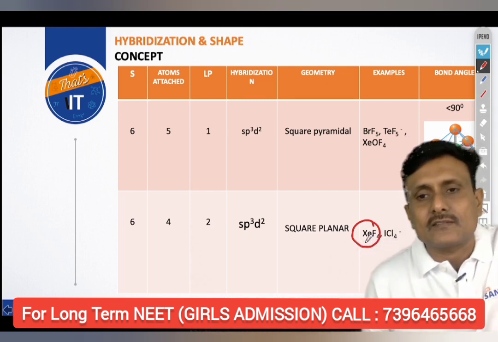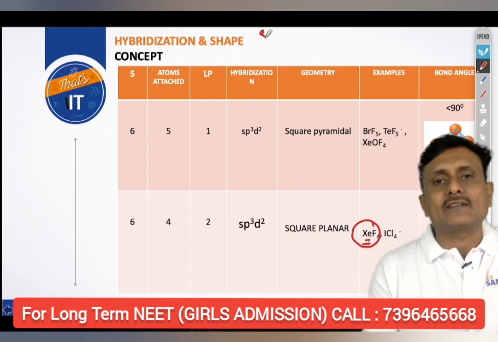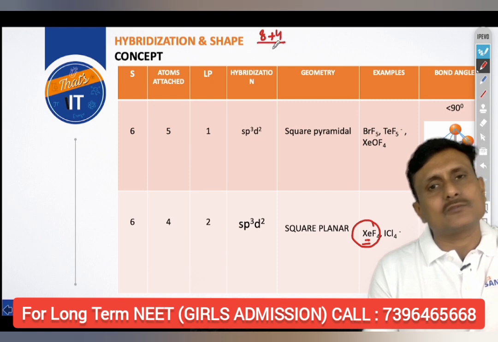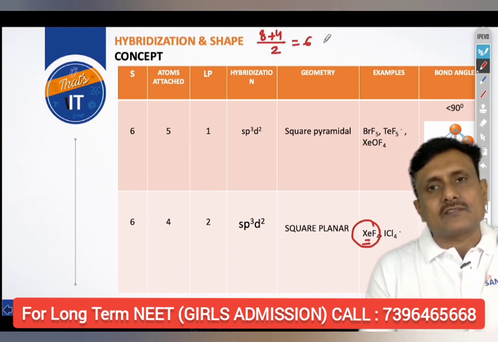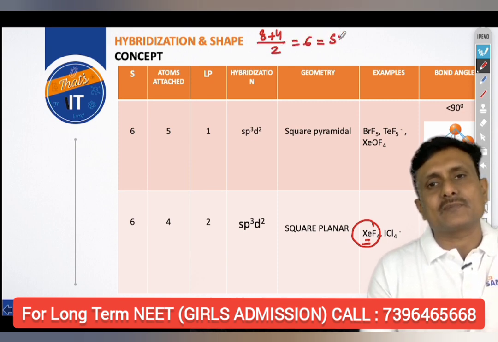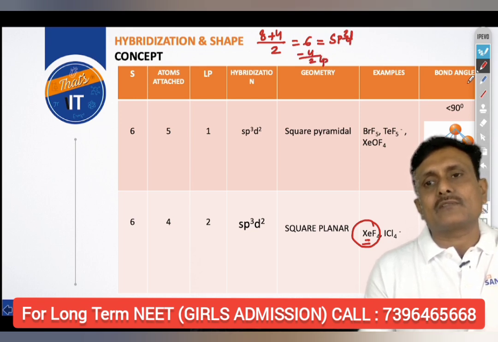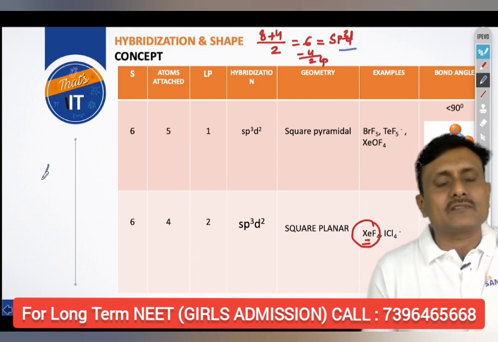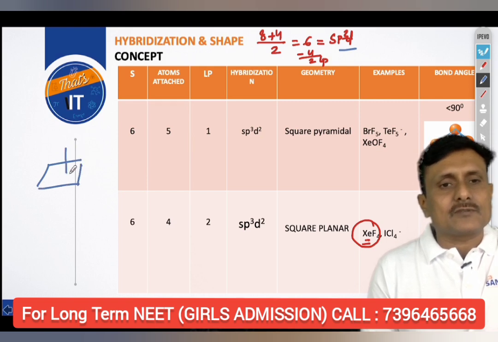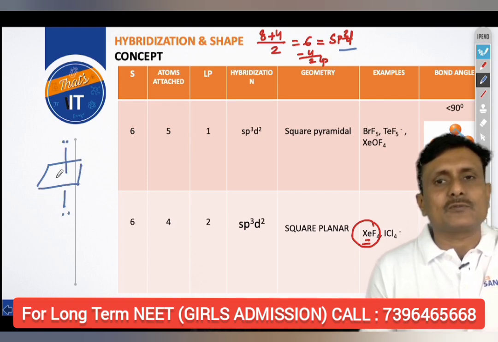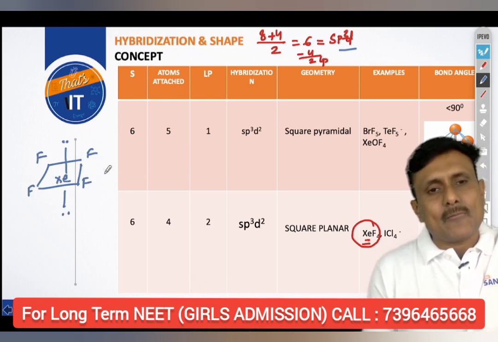XeF4: valence electrons of the xenon are 8 plus 4 halogens attached, no hydrogen, no charge. 6 means hybridization sp3d2, minus 4 atoms attached, 2 lone pairs are present. So sp3d2 means octahedral you need to draw, and there are 2 lone pairs. You can keep them wherever you want. All the positions are identical. So this geometry is called square planar.